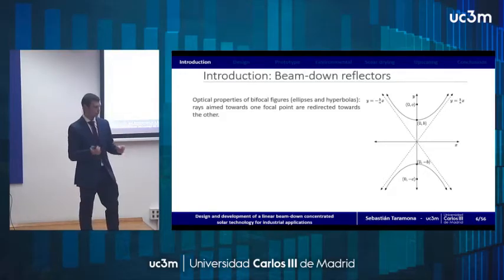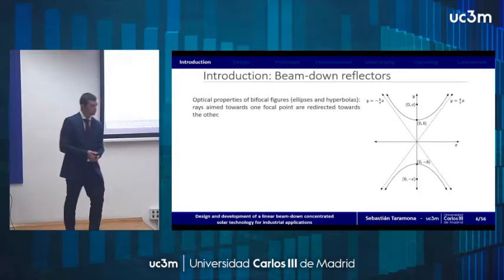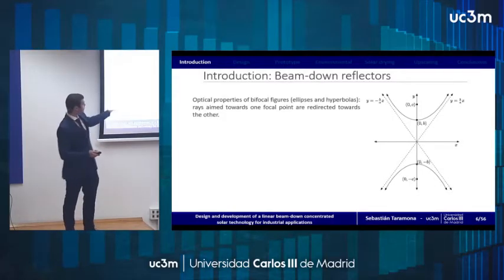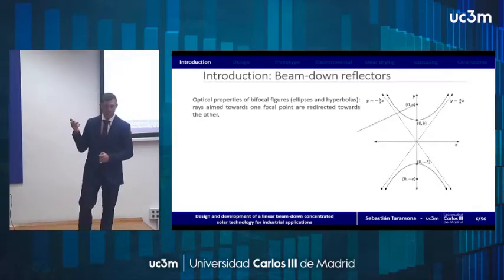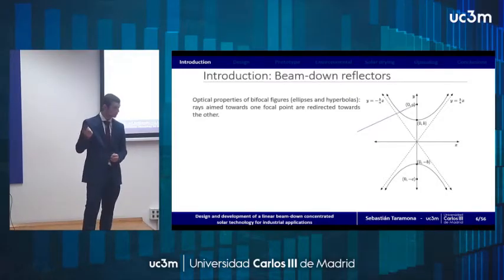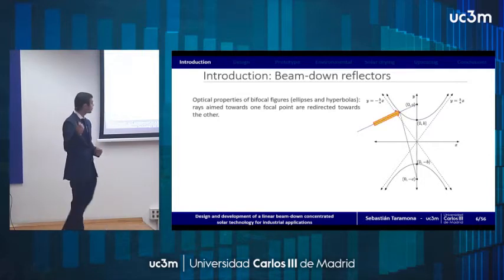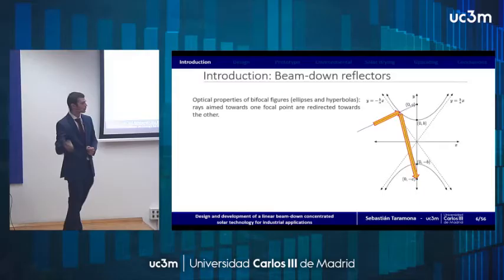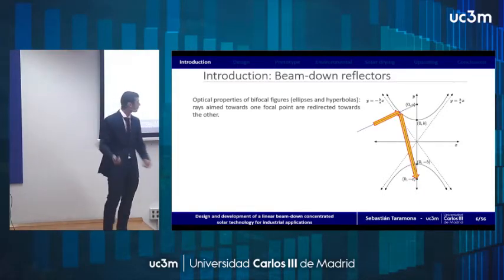This approach consists of basically utilizing the optical properties of bifocal figures, such as the hyperbola you can see on the right side of the screen. And here, the interesting thing is that all of the sun rays aimed towards one of the focal points after intersecting the hyperbola will be redirected towards the ground level.